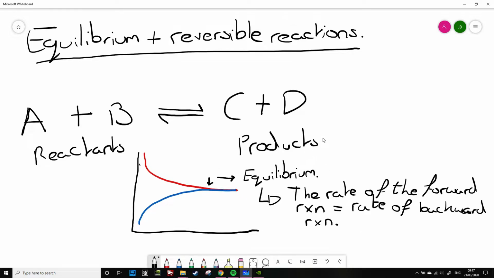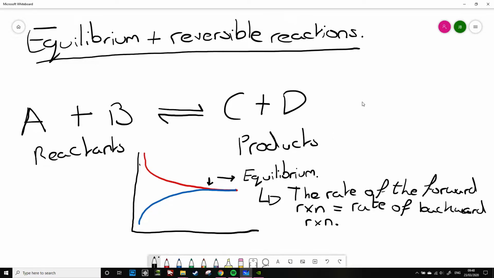It is the point at which the forward reaction, going from A and B to C and D, has the same rate as the backward reaction, C and D combined together to go back to A and B. So we have equal parts, equal rate of reaction. We could have different masses or volumes of A and B compared to C and D, but as long as you're making products and reactants at the same rate, you've reached what we call equilibrium.